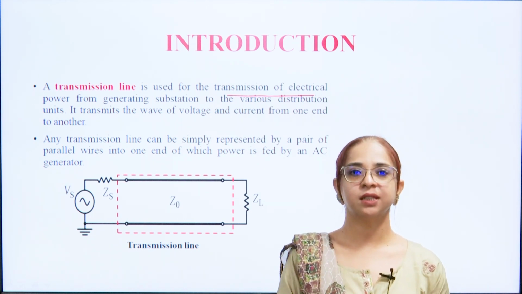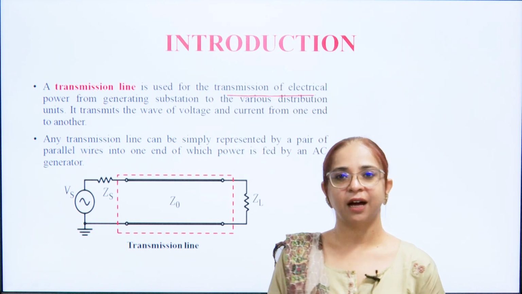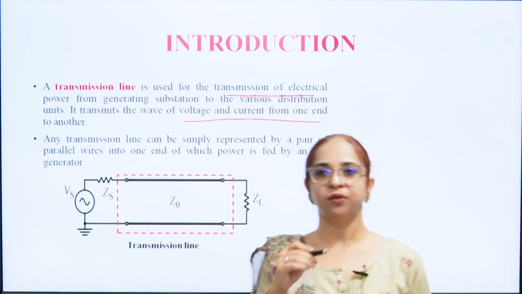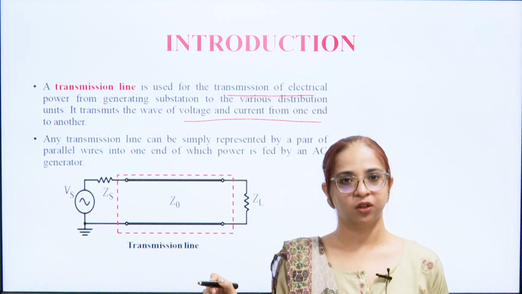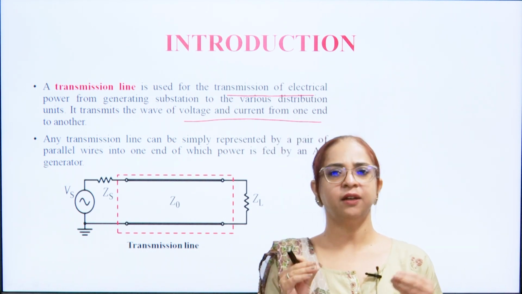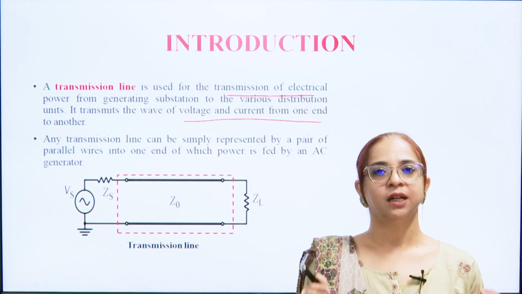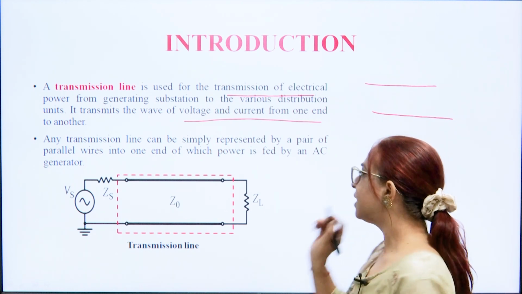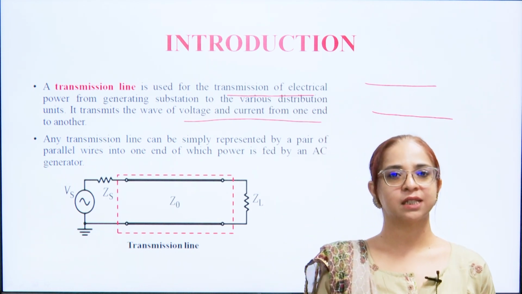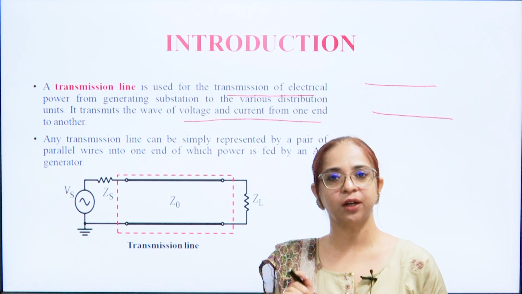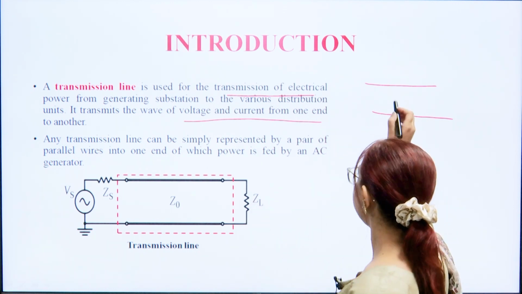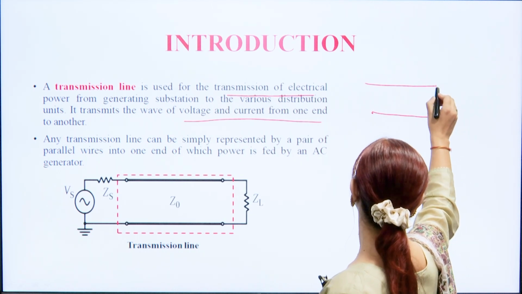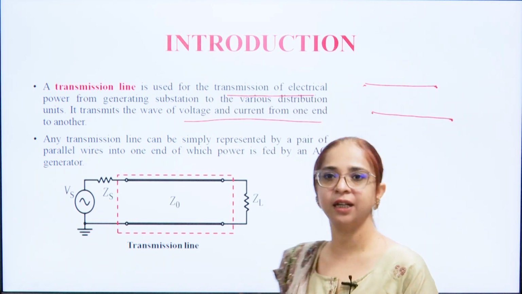Now, what happens in this transmission line? We have waves of voltage and current which are transmitted from one end of the line to the other end. Very simply, we can consider a two wire system and represent this two wire system as a transmission line. We are simply saying that parallel wires connected like this are what we indicate as a transmission line, as a very simple annotation.